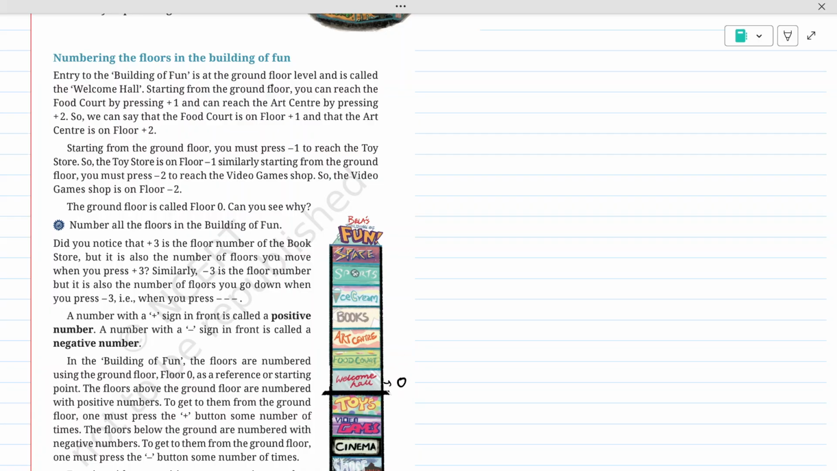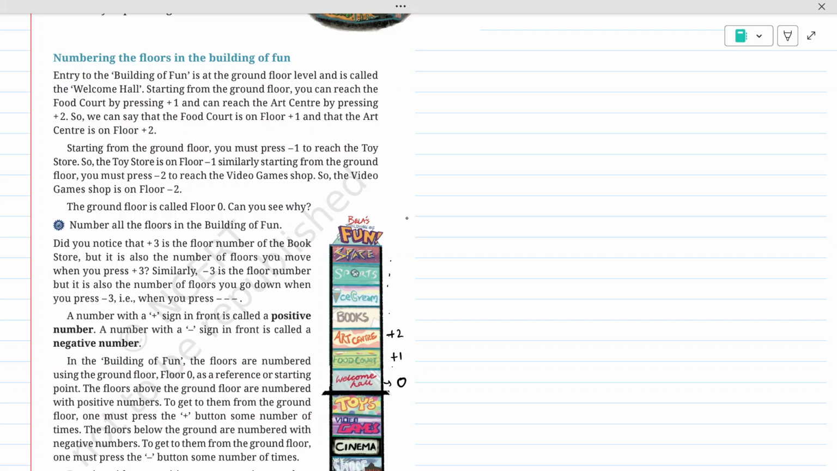Okay. Now, starting from the ground floor, you can reach the food court by pressing +1. The next one is the food court. If we have to go up, we have to press plus, right? And how many times we have to press that button depends upon the floor on which it is present. So this is first floor, second, third, fourth, fifth, sixth. 6 floors are there. If I have to go to the food court, +1 we have to press. And we can reach the art center by pressing +2, right?